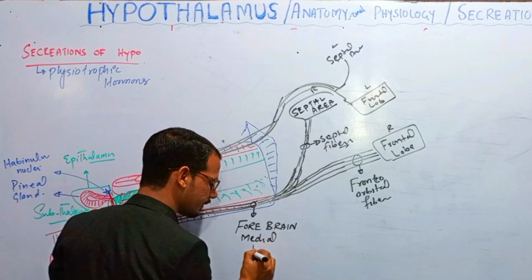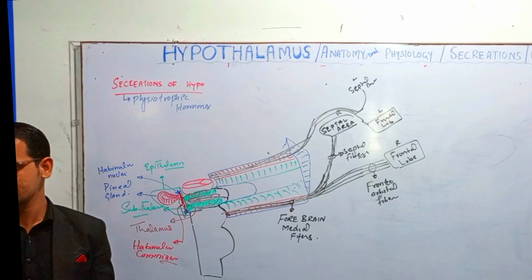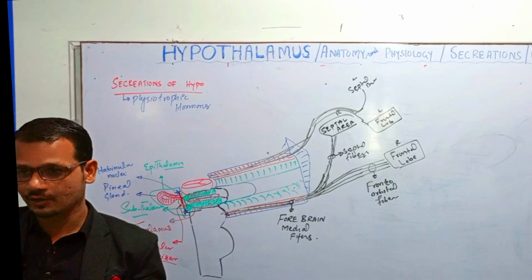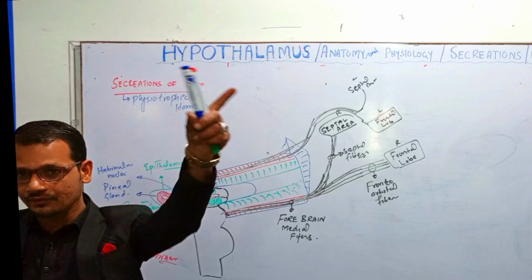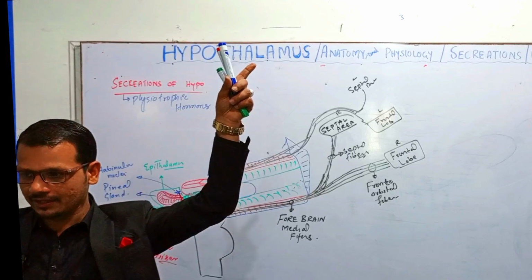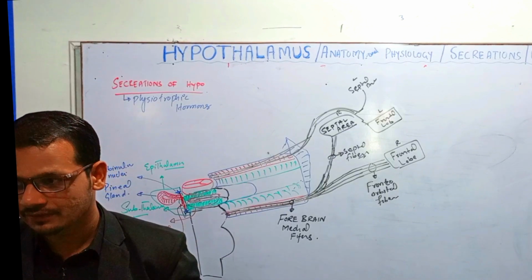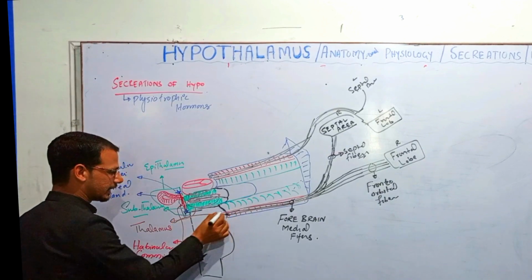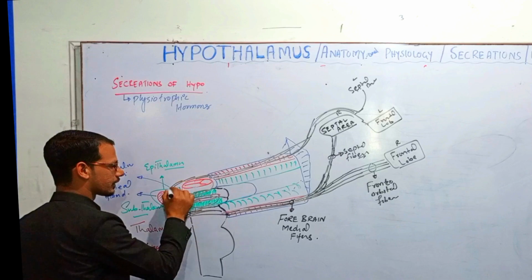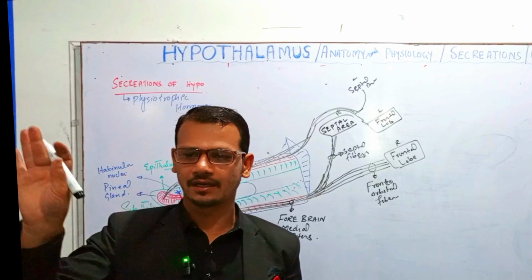Forebrain medial fibers. If someone asks about these forebrain medial fibers, you will now know, it is a must, that these are the fibers which are coming from the fronto-orbital area and from the septal area of the brain and entering into the lateral sides of the hypothalamus. They are called forebrain medial fibers, and eventually they are joining the midbrain, the pons, cerebellum and spinal cord, right?